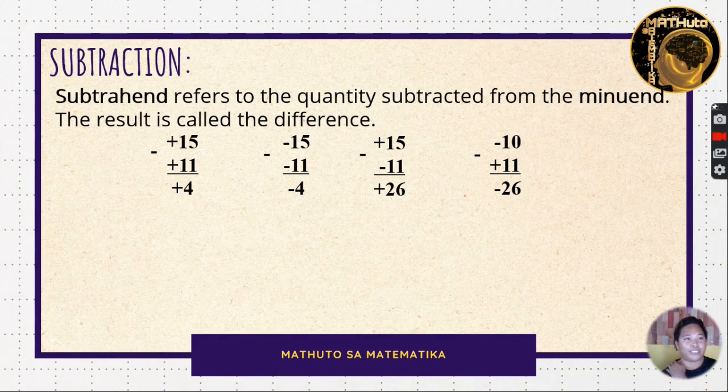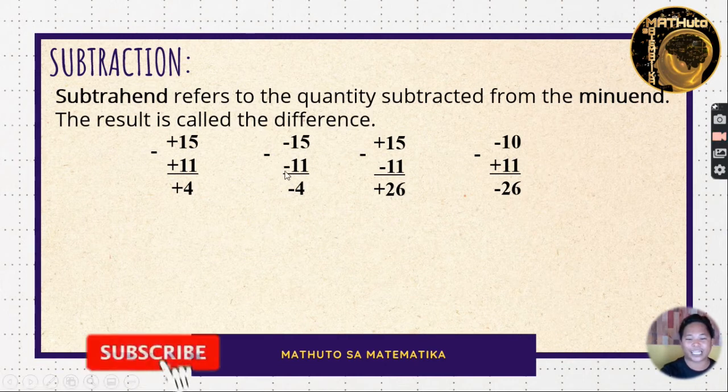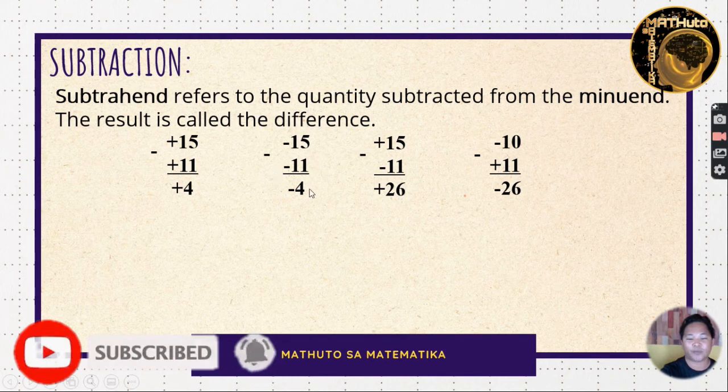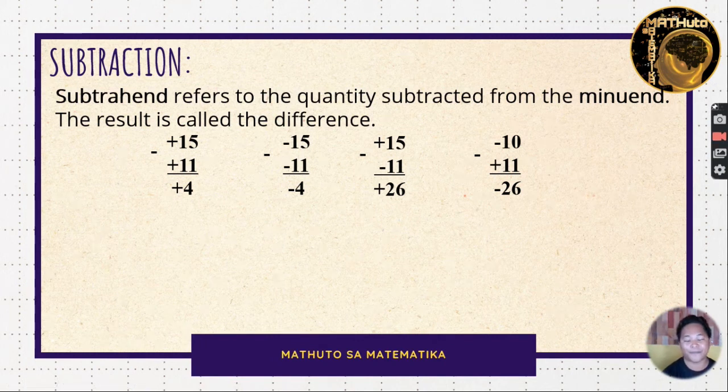So, kapag nag-subtract po tayo, and we have same sign po, we just subtract. But if we have negative minus negative, ang mangyayari po dito, mag-change po yung sign ng ating subtrahend from negative, magiging positive po. Then, yung operation po natin ay magiging plus. So, magiging negative 15 plus 11. So, magkaiba na po yung sign nila, positive and negative.